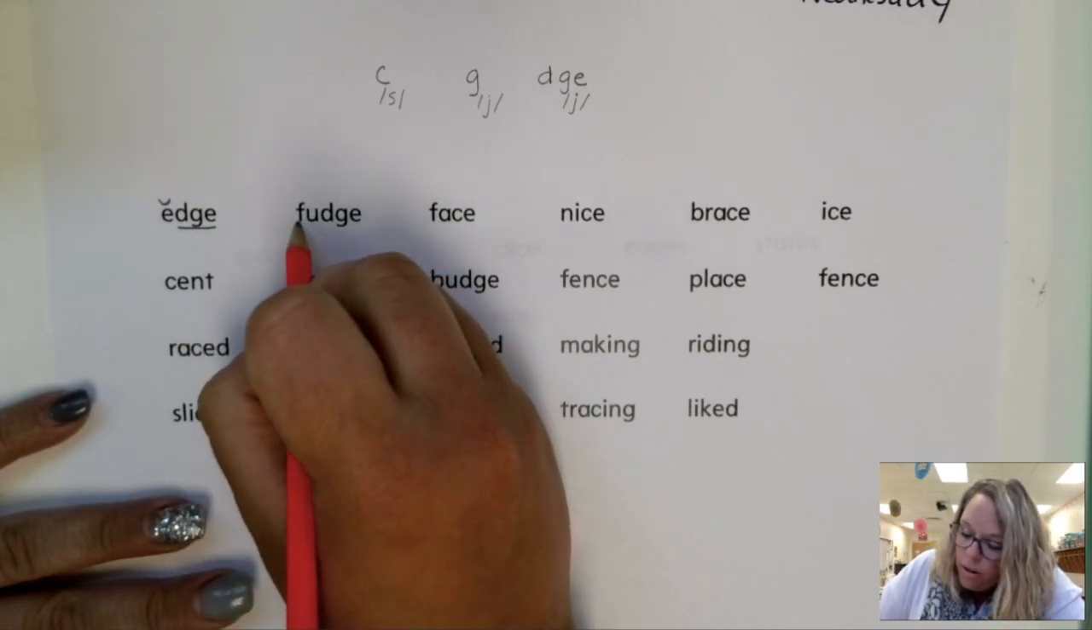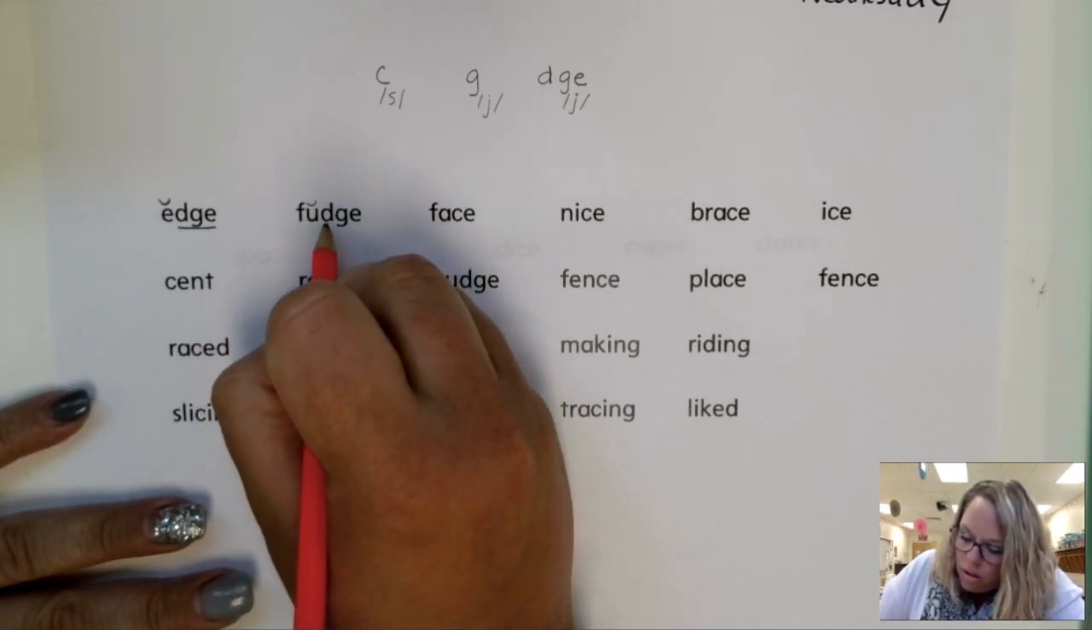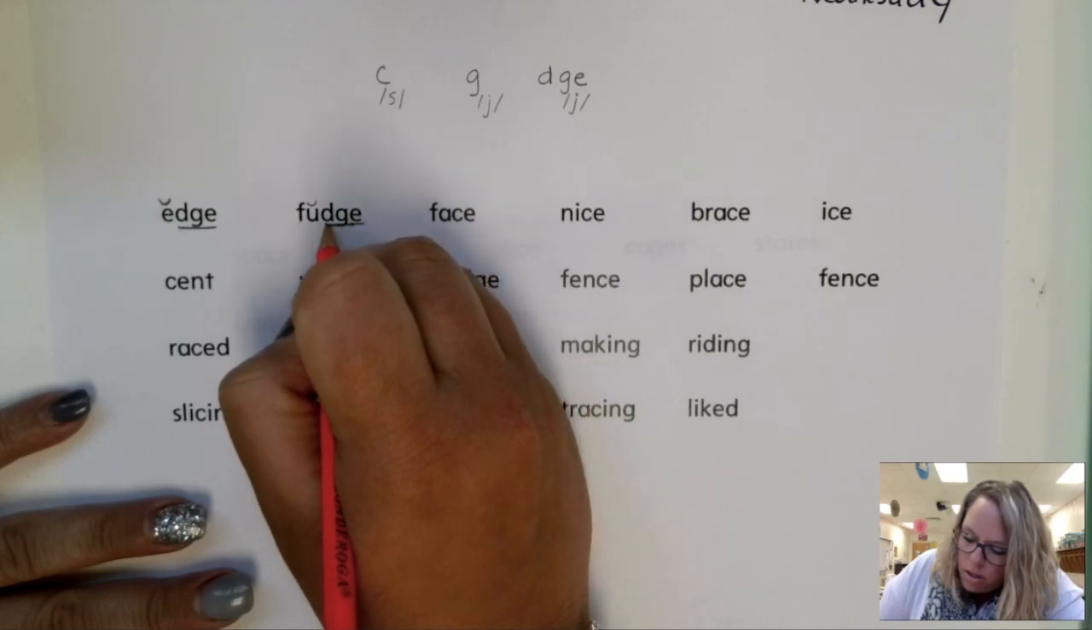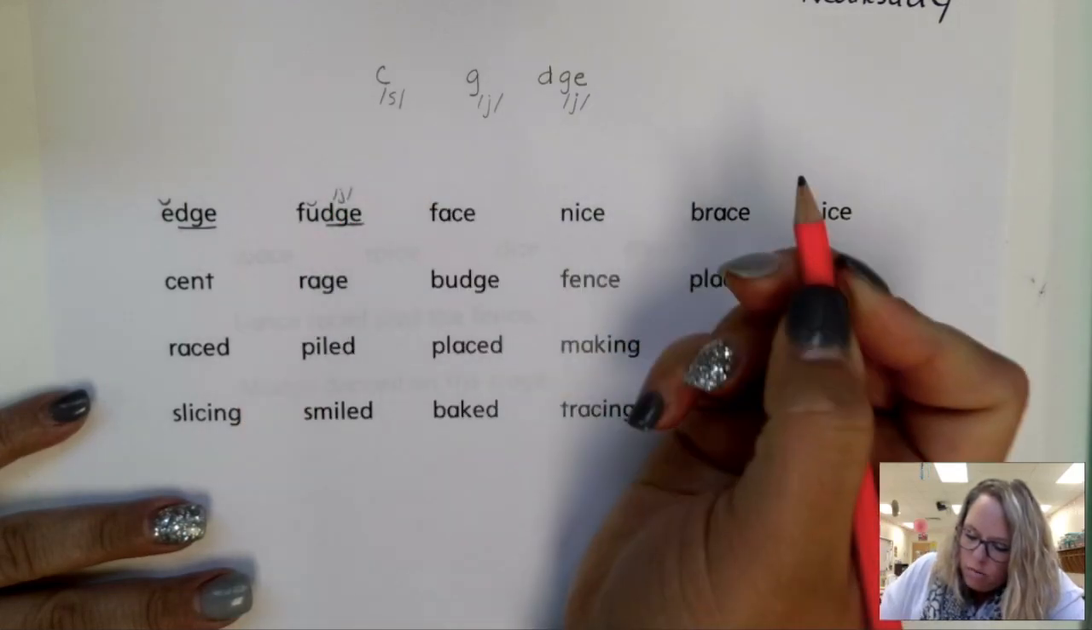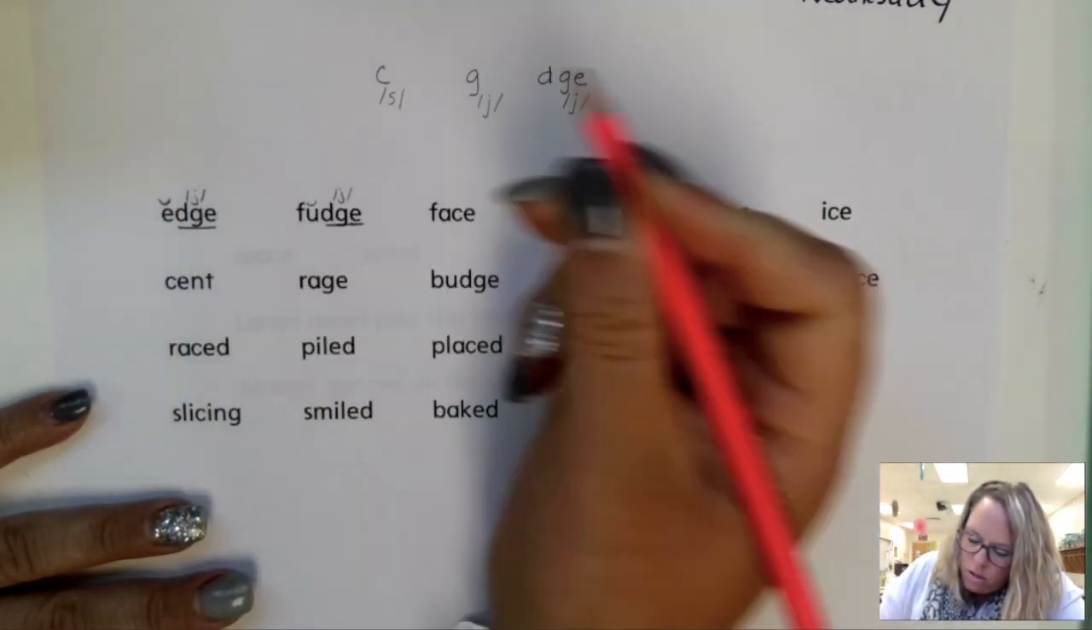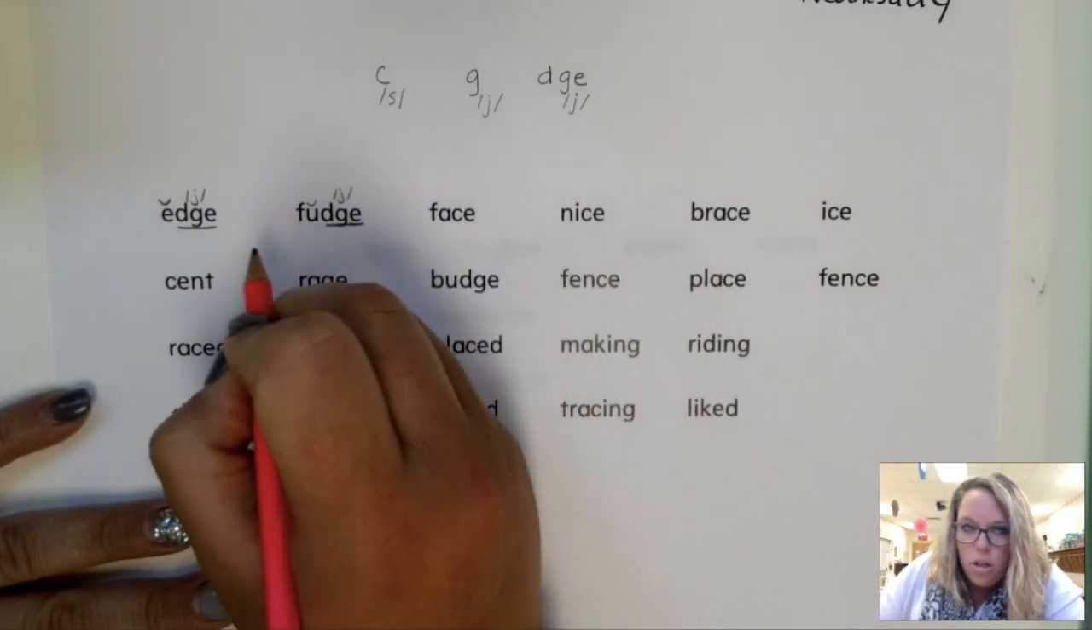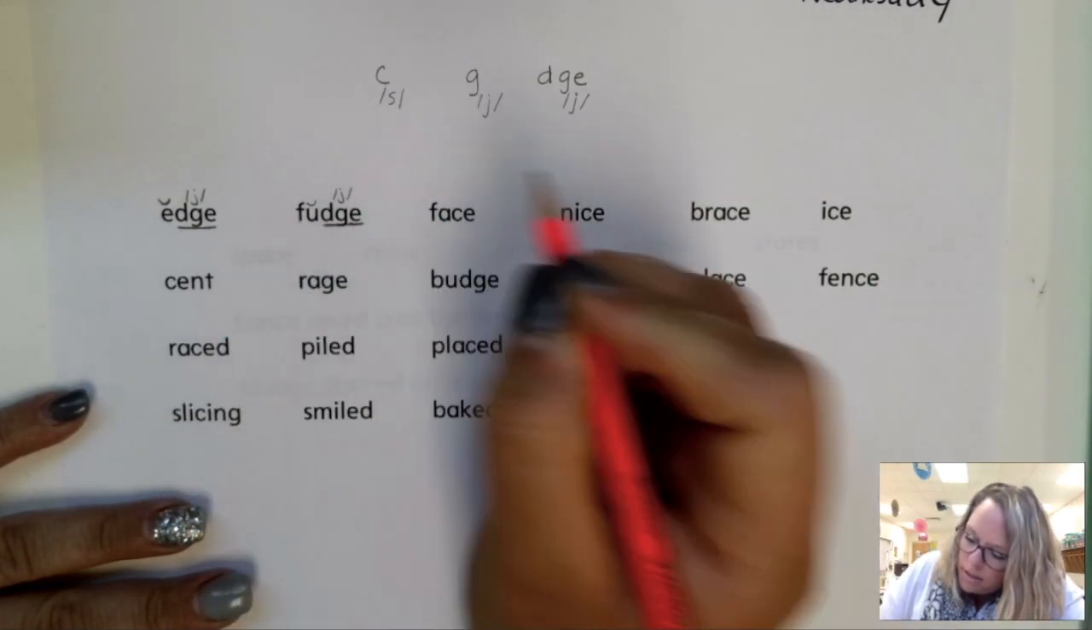Here's our next word. The DGE makes the J sound. Fudge. You need to underline DGE.